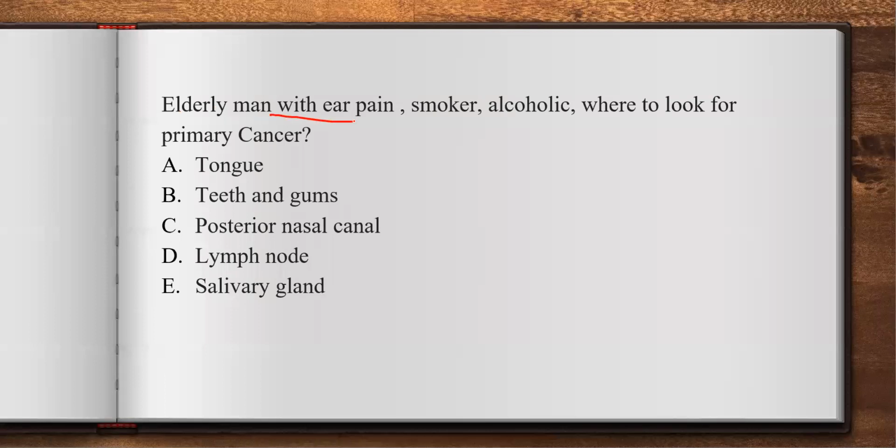Next, an elderly man with ear pain. The patient is a smoker and alcoholic. Where to look for the primary cancer? So you want to look for primary cancer in the tongue, teeth and gums, posterior nasal canal, lymph node, or salivary gland.